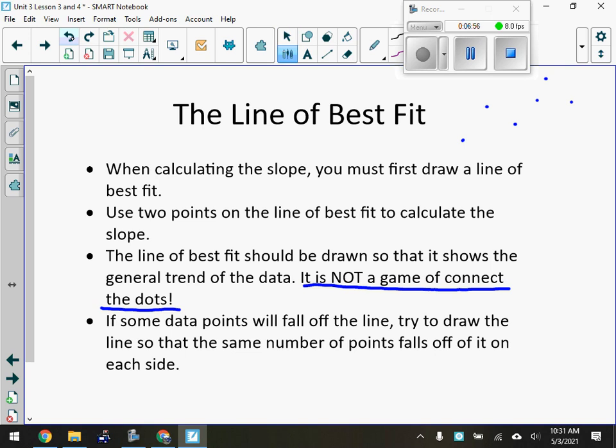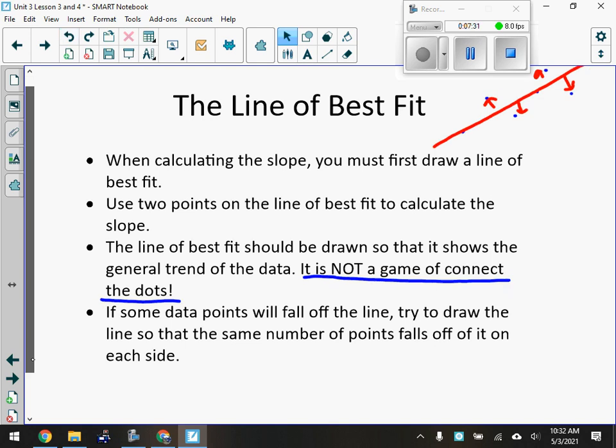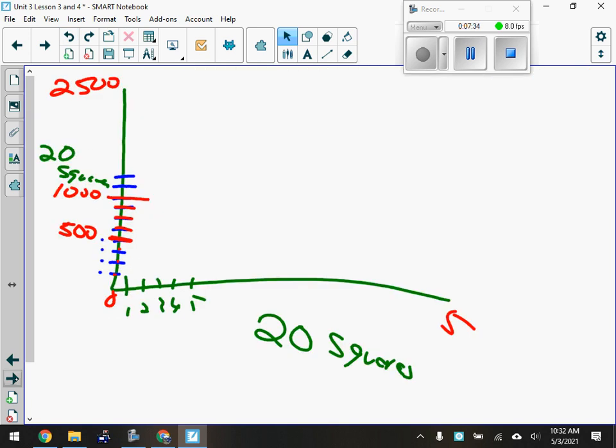If some data points will fall on the line, try and draw a line so that the same number of points fall off it on each side. So, for example, if I had this data here, I would try and draw a straight line maybe through these because I have, look, a point here and a point there, okay? And I have a point here and a point there. So I'm trying to kind of split the points up. I'm trying to draw through some points, but I'm trying to get a general idea of what these points will represent, with what we call a line of best fit. Okay? So again, we're not connecting the dots. Okay? Now, let's see what we got here.